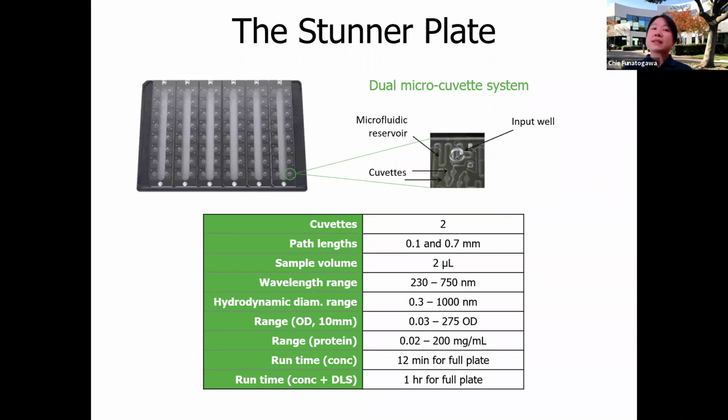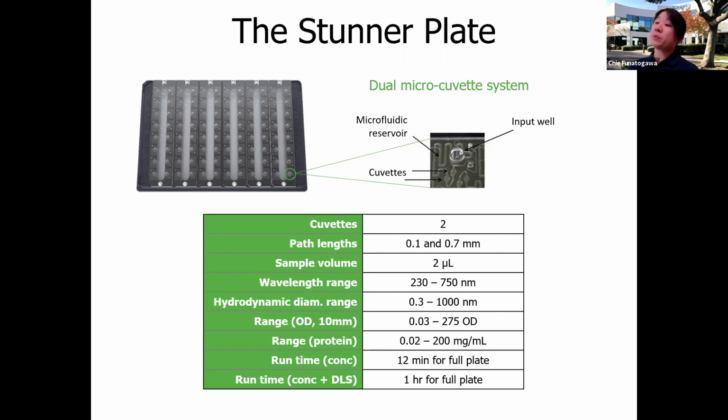For the dynamic light scattering range, so what kind of hydrodynamic diameter ranges can we measure? It's between 0.3 nanometers and 1,000 nanometers. Just to give you an idea, a lot of antibodies are generally between 10 to 15 nanometers or so, depending on what you have. Sometimes a little bit smaller than 10, but that gives you an idea of what the range is for hydrodynamic diameters.